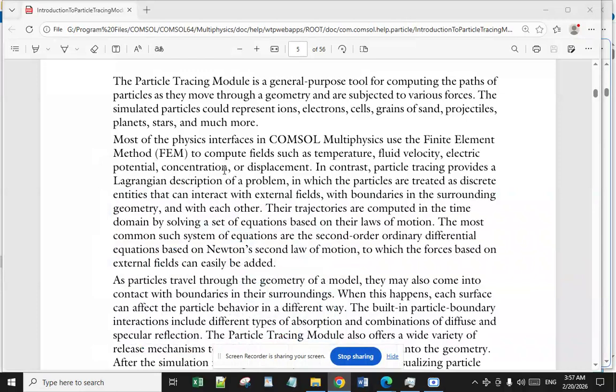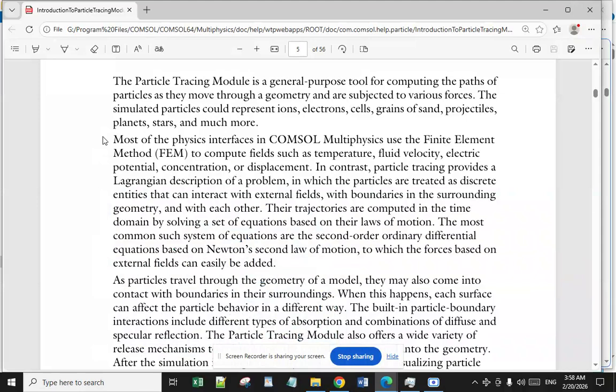The particle tracing module is a general-purpose tool for computing the paths of particles as they move through a geometry and are subjected to various forces. The simulated particles could represent ions, electrons, cells, grains of sand, projectiles, planets, stars, and much more.